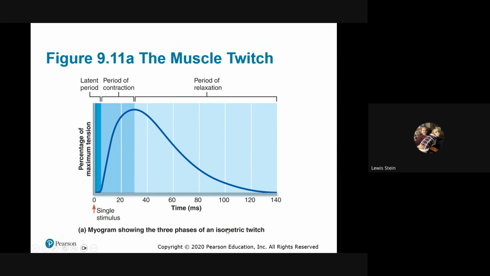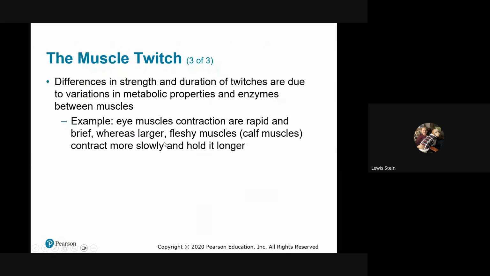Okay, so we call that an isometric twitch. It's just a twitch. There's some tension developing that we can measure. Differences in strength and duration of the twitches are due to variations in the muscles. Eye muscles are rapid and brief. So think how rapidly we can move those up, down, side to side. We do it all the time. Larger fleshy muscles like calf muscles are slower and longer.